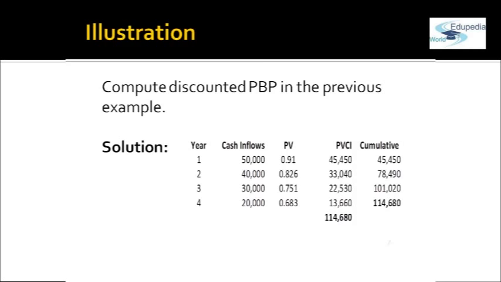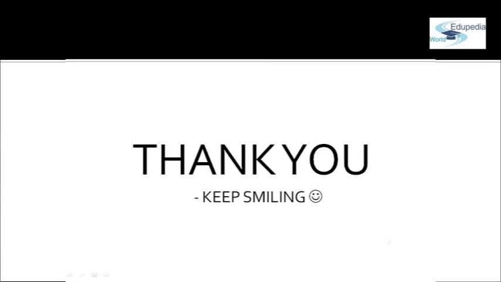1 lakh rupees. So we'll interpolate 2 years plus the difference between 1 lakh and 78,490, which is 21,510, divided by the difference between 1,01,020 and 78,490. And the difference between 2nd and 3rd year is 1 year, multiplied by 1, which will give us a payback period of 2.95 years. Very simple. It's similar to the way we computed PBP, except that in this case we computed the discounted payback period by taking the discount rate into consideration.